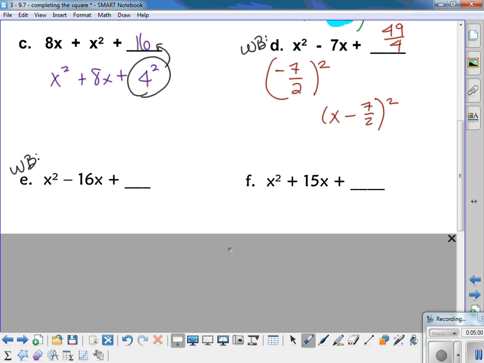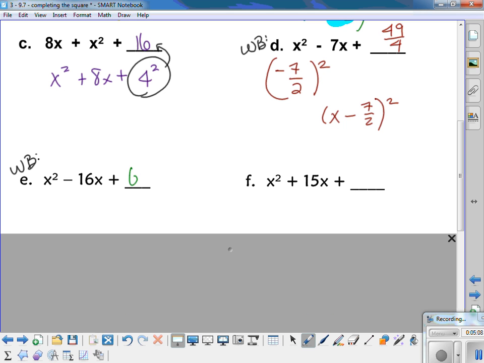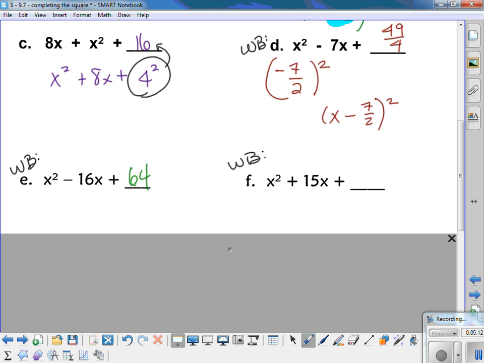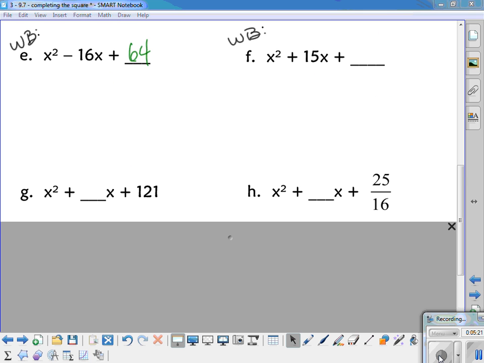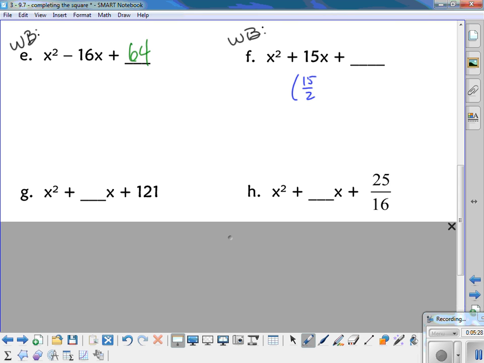Half of 16? 64. Okay, so yeah, half of 16 is 8. 8 times 8 is 64. All right, let's do F on your whiteboard. Okay, so half of 15 was 15 over 2, and then you square it. You should have gotten 225 over 4.